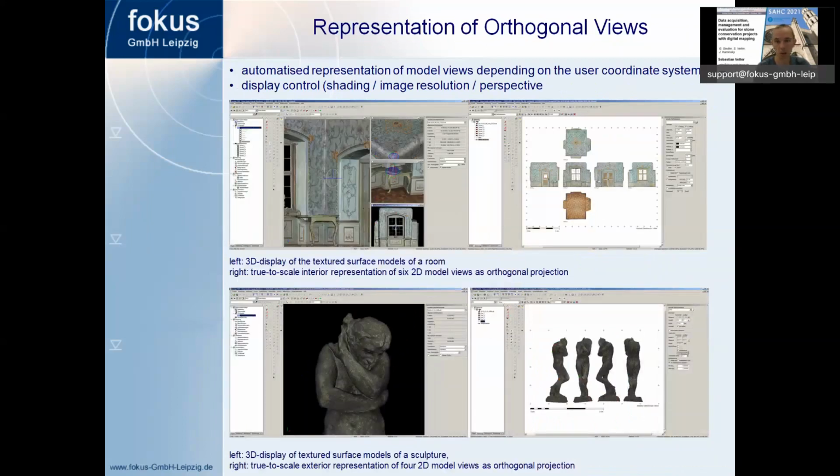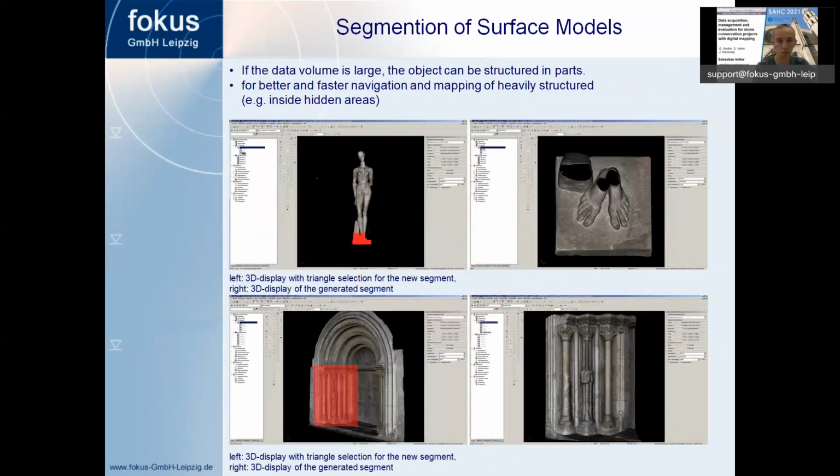Here you can see an automated creation of model views. At the top, it's an example for 6 model views from the room inside, and at the bottom, 4 model views for one figure from the outside. If you have large data or quite strongly structured data, then you can work with segments to reduce data, or maybe to do easy evaluation on hidden surfaces.